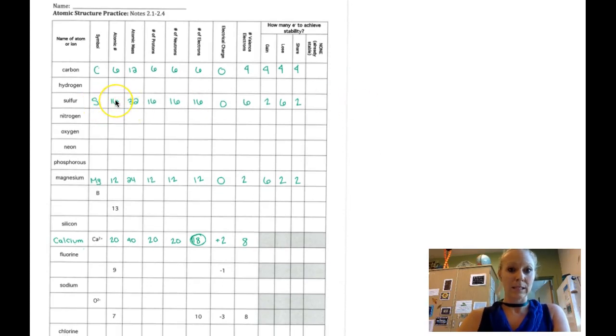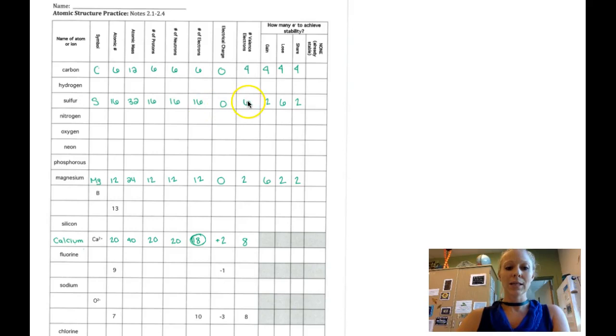Sulfur has 16 protons, or its atomic number is 16. Its atomic mass is 32. So the atomic mass minus 16, 32 minus 16, is 16. And because it's electrically neutral, it's going to have 16 electrons, the same number of protons and electrons.